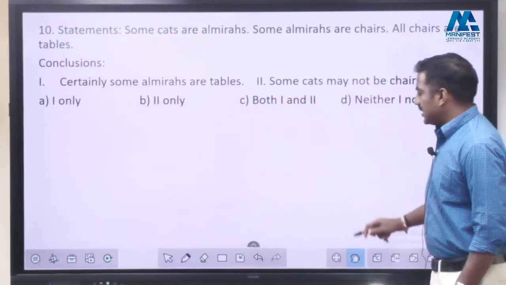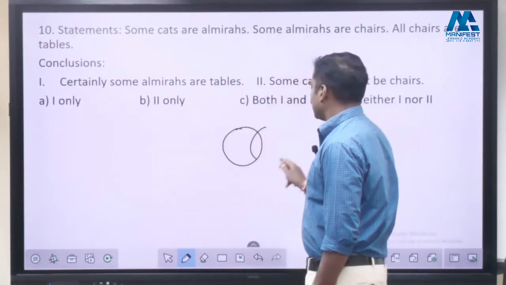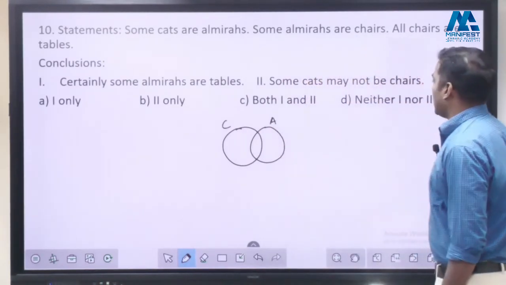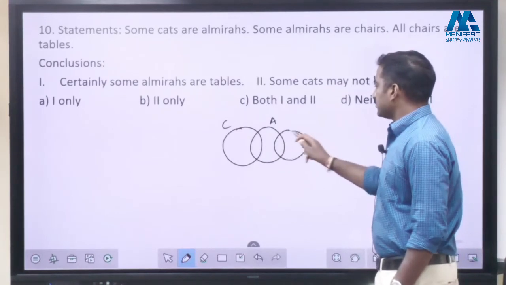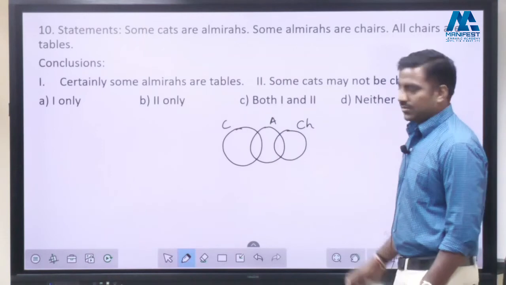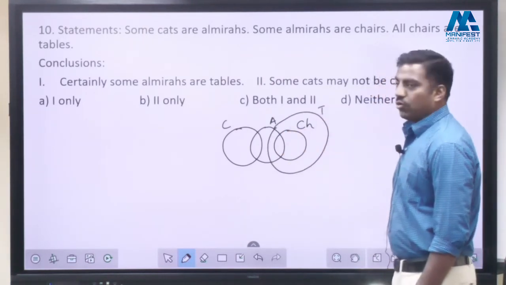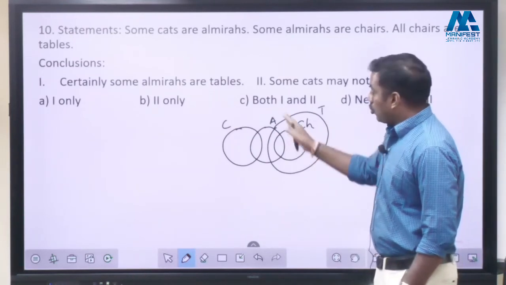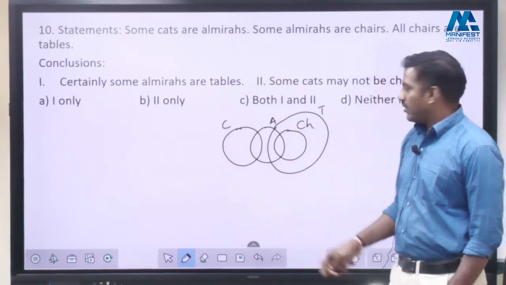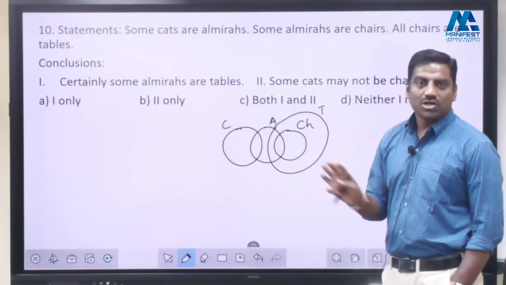Some cats are almiras. Some almiras are chairs. All chairs are tables. I can take only this much. This T can be put over A also. This T can be put over C also, but that is not required. And this chair can come and have a connection with C also, but that is not required.